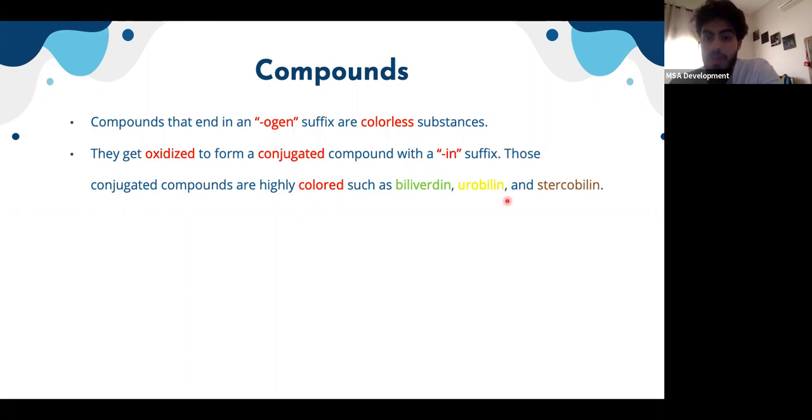Okay. So she put a couple of different examples of structures that end with N, which are biliverdin, urobilin, and stercobilin. We're going to talk about these in the later slides, but what's important to know for now is that biliverdin is a green colored compound. Urobilin is the yellow colored one, which is in our urine and gives our urine the yellow color, and stercobilin is what gives our feces the brown color.